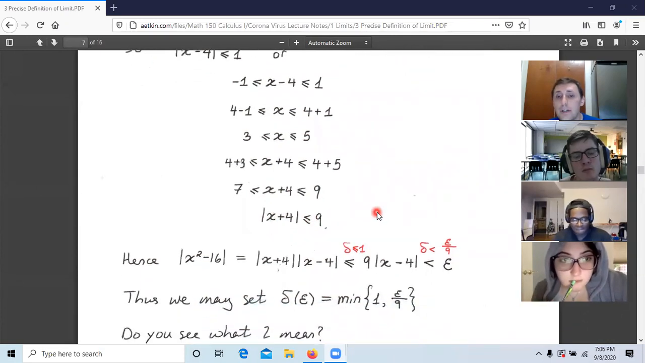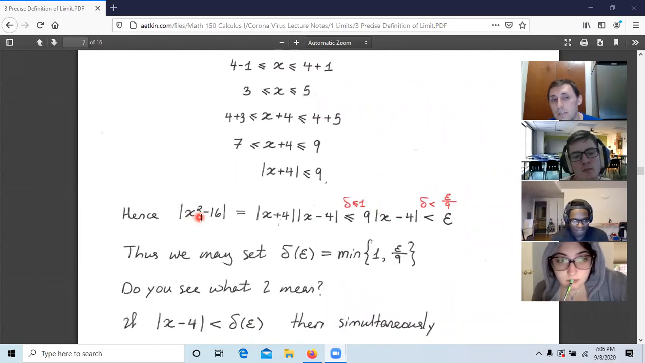So here is how I reason, guys, you see? So then x squared minus 16, I just work it through. It's again absolute value of x plus 4 and absolute value of x minus 4. And I can make it less than 9 times absolute value of x minus 4. I make it a number. Why? Because if my pipe is smaller than 1, I know that this thing that I don't like here is for sure smaller than 9. So I'm making it larger by replacing x plus 4 by a 9.